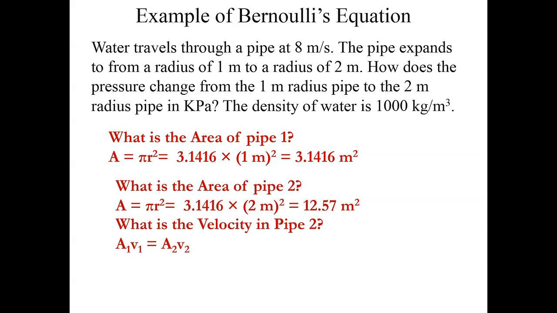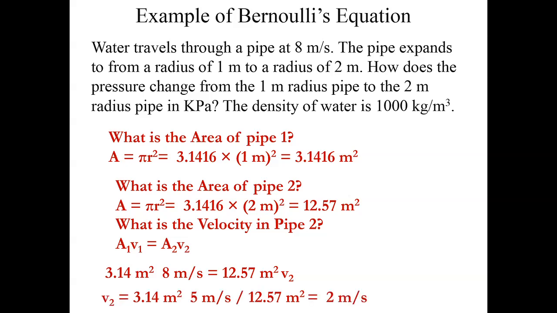The mass balance tells us that area 1 times velocity 1 is equal to area 2 times velocity 2. So velocity 2 is 8 meters per second times the area of 1, which is pi, divided by the area of 2, which is 4 pi. And so that means the velocity of 2 is 2 meters per second. That should make sense, right? The area increased by a factor of 4, so the velocity should decrease by a factor of 4, because the pipe is larger, so it has a larger area for the water to flow through.